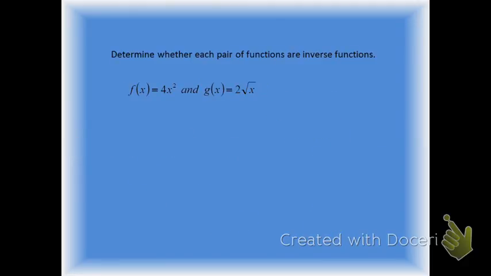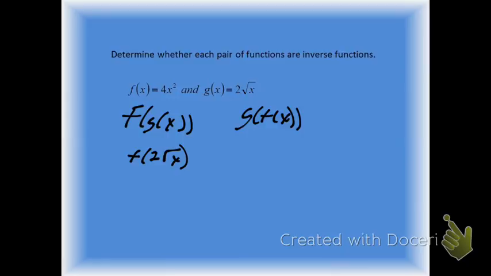Okay, so this one here, determine whether each pair of functions are inverses or not, so we're going to do the same thing. f of g of x, and then g of f of x. So f of g of x would be f of 2 square root of x. So we're going to plug that in to f, which is going to give us 4 times 2 square root of x, squared. So 2 rad x times 2 rad x gives you 4x, and then 4 times 4x gives you 16x. And that's all the simplification you can do.